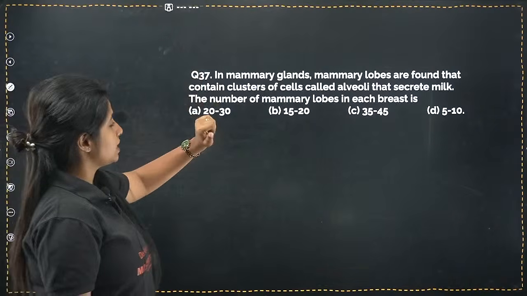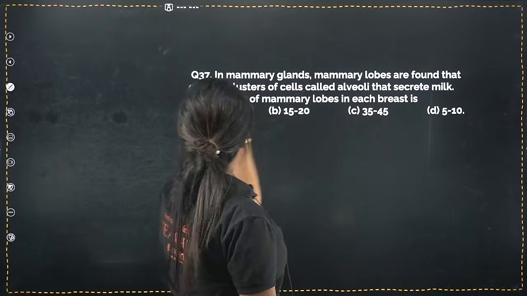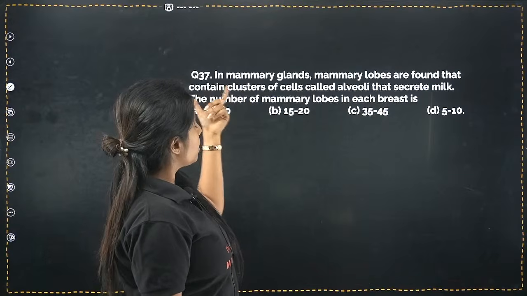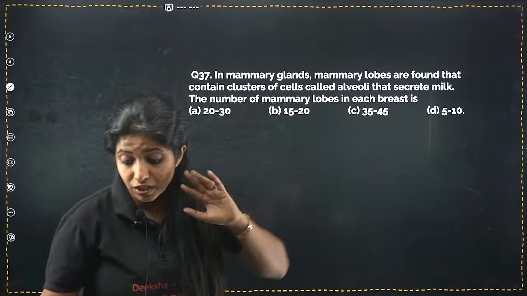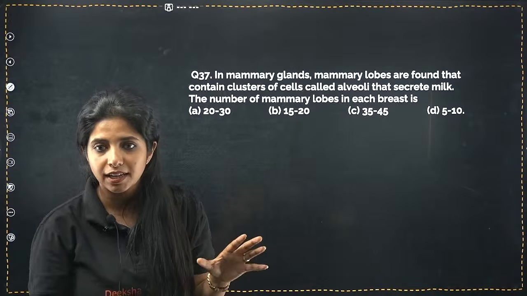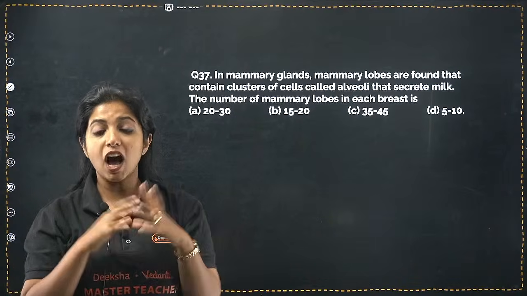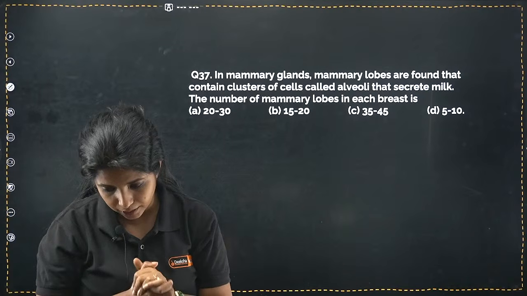Okay. Question number 37. In mammary glands, mammary lobes are found that contain clusters of cells called alveoli that secrete milk. The number of mammary lobes in each breast is, we just discussed it. Basically, how many mammary lobes are there? That is the question over here.